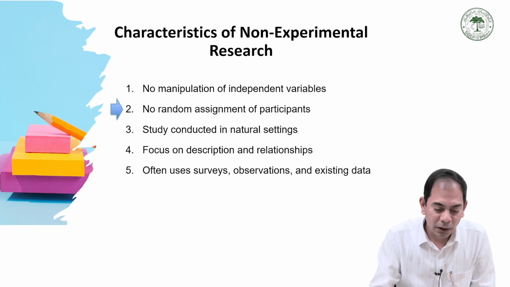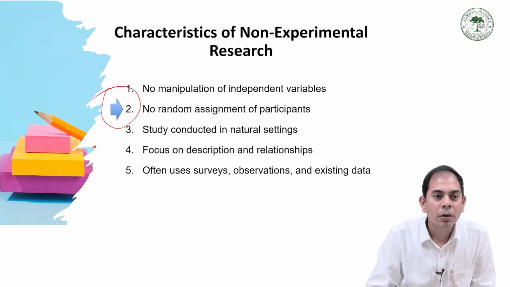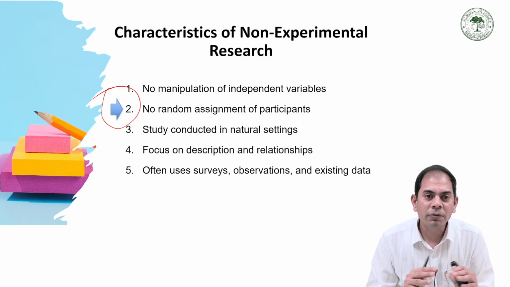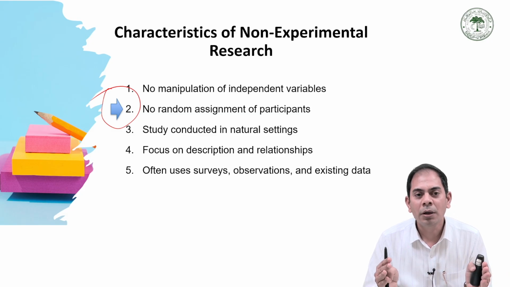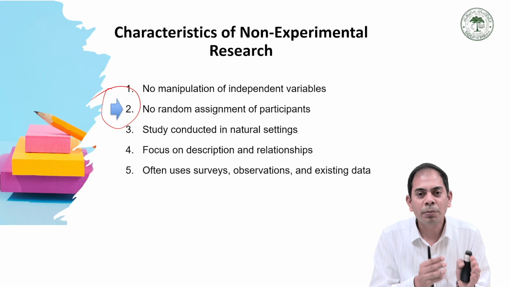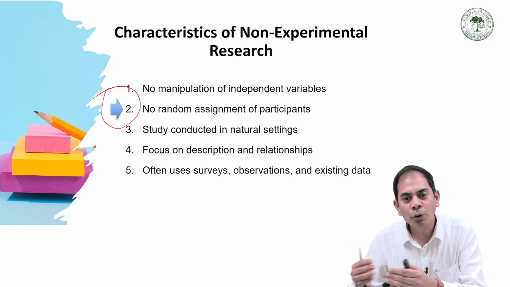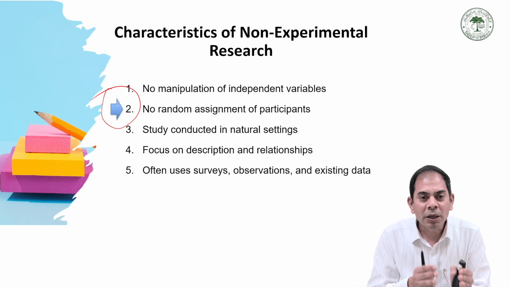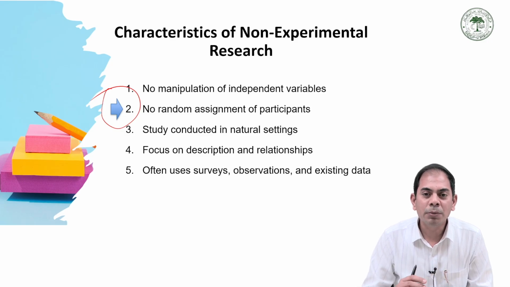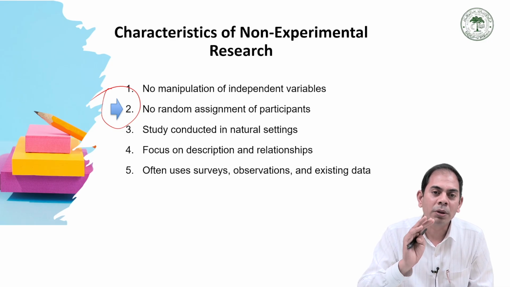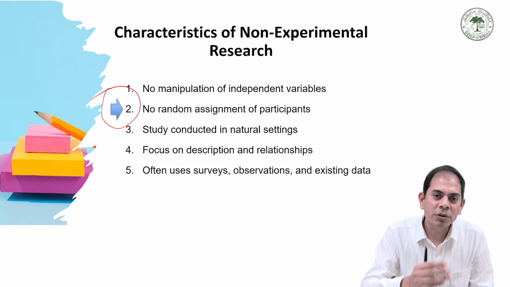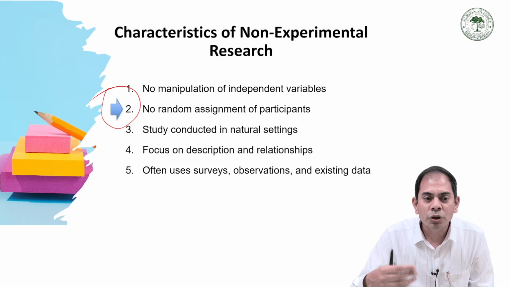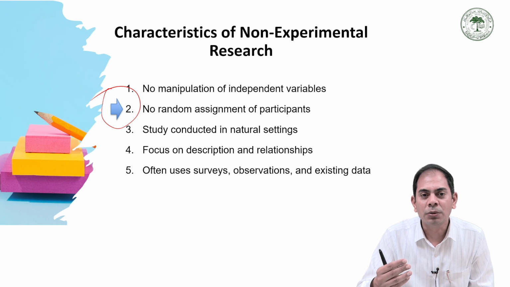The second important thing is no random assignment of participants. In experimental research, participants are divided into different groups, sometimes randomly, sometimes non-randomly. But in non-experimental research, participants remain in their natural groups. We just observe, watch, and record in a natural, actual situation.